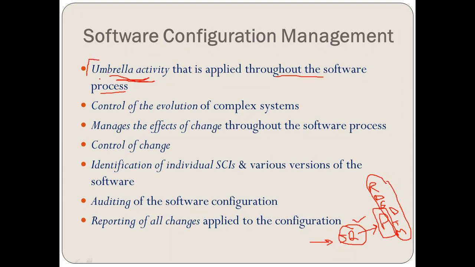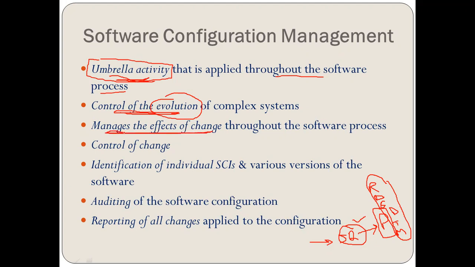This is how SCM is also an umbrella activity which is applied throughout the software process. Then you have control of the evolution of complex systems. That means SCM is provided because I need to evolve a complex system with the help of implementation of changes, and take care that no further adverse effects are made due to those changes. Next one, it manages the effects of change.